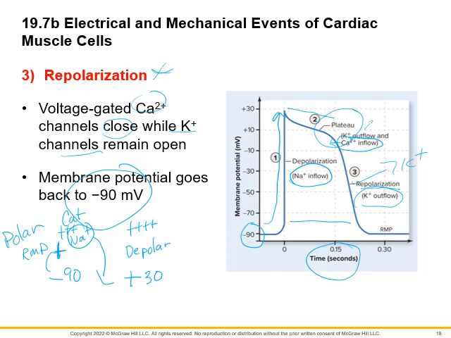Was it polarized? Positive outside, negative inside, yes. What did we do? We depolarized it. Now both sides are positive. Then we take this potassium and we kick it out. Outside is still positive. Inside goes back to negative, so we call this repolarization.